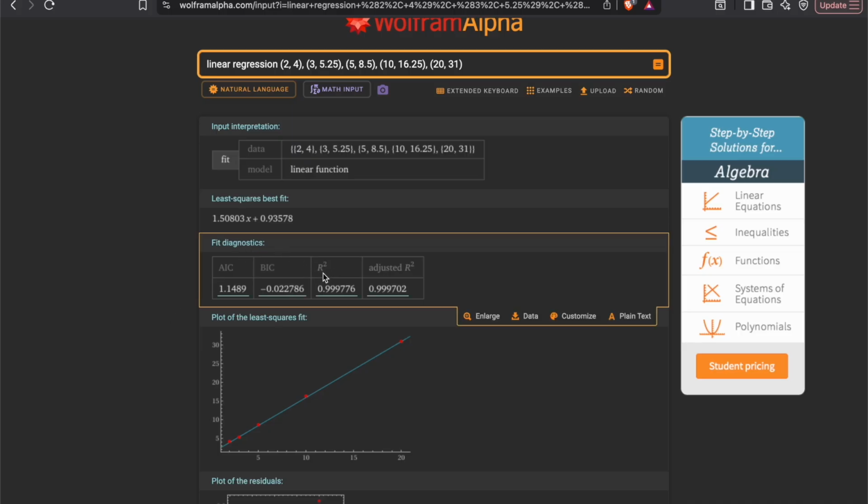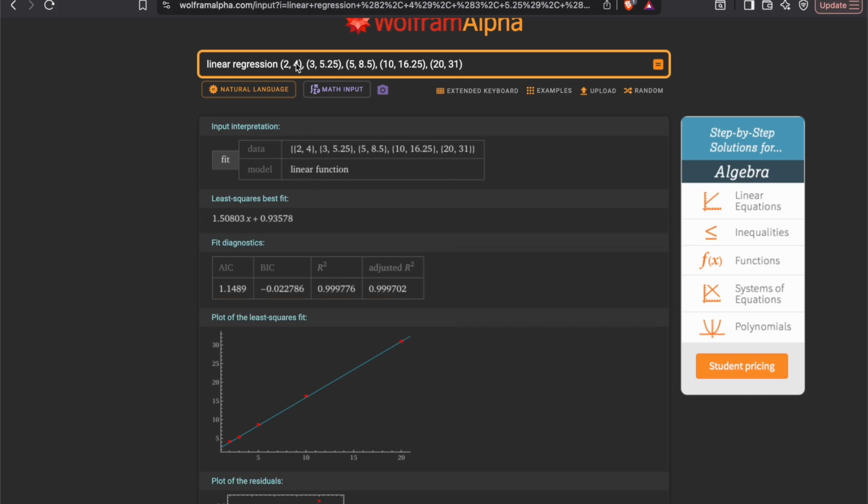Now, there's another thing I want to say here. You'll notice this r squared right here. This is a measure of how good of a fit it is. And the closer this value is to 1, the better of a fit it is.